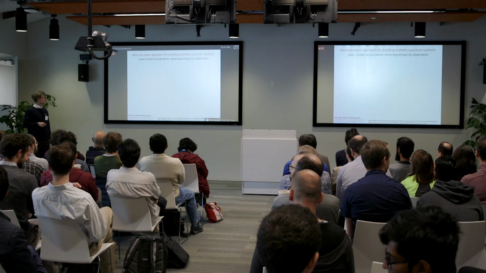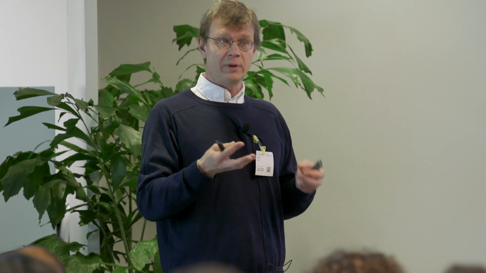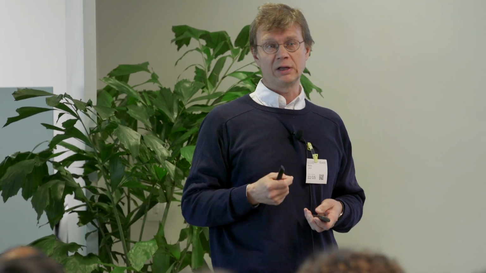Okay, so in our approach, we build quantum systems literally atom by atom. What we do is we start with a gaseous atomic vapor in a vacuum chamber, and we cool these atoms by using lasers. Then we focus tightly focused beams of light in this chamber, the so-called optical tweezers. And we focus this laser beam so tightly that each of these tweezers can host at most one atom.